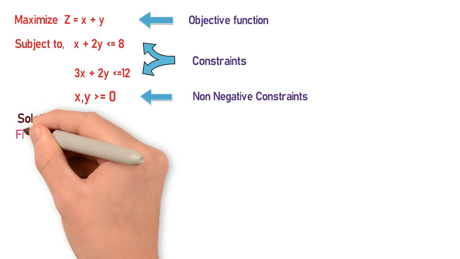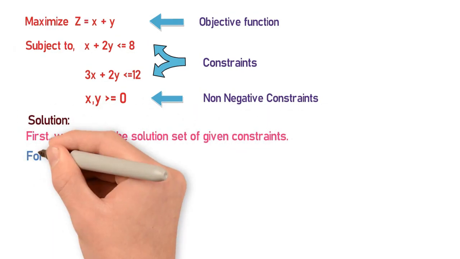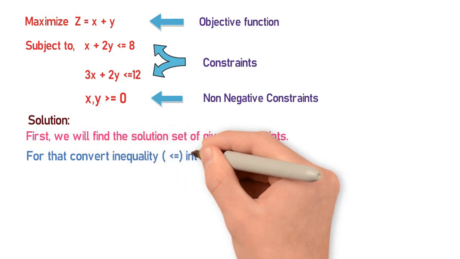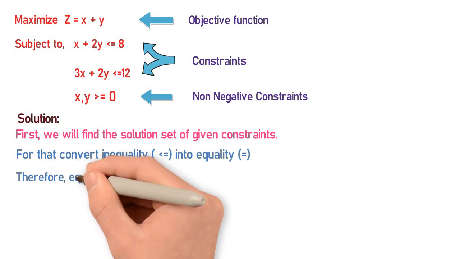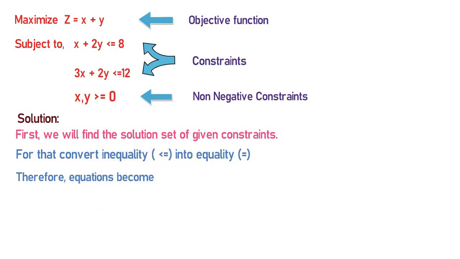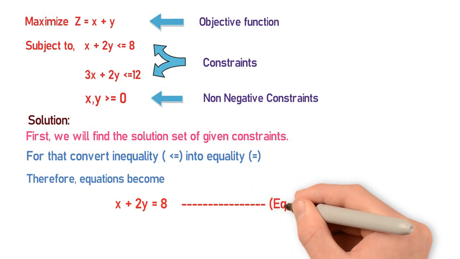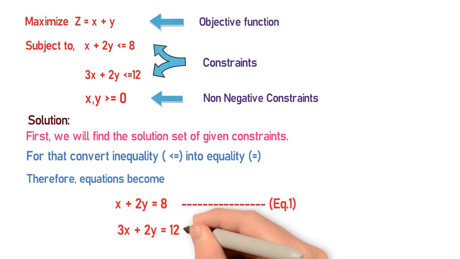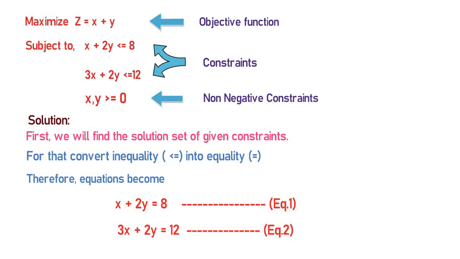Let us now go through the solutions. So first we will find the solution set of the given constraints. For that, convert inequalities, that is the less than or equal to sign, into equality. So for that purpose we have to replace the less than or equal to sign by the equal to sign. So the equation becomes x plus 2y equal to 8, which means instead of less than or equal to you have to write the equal to sign. The second equation is 3x plus 2y equal to 12.